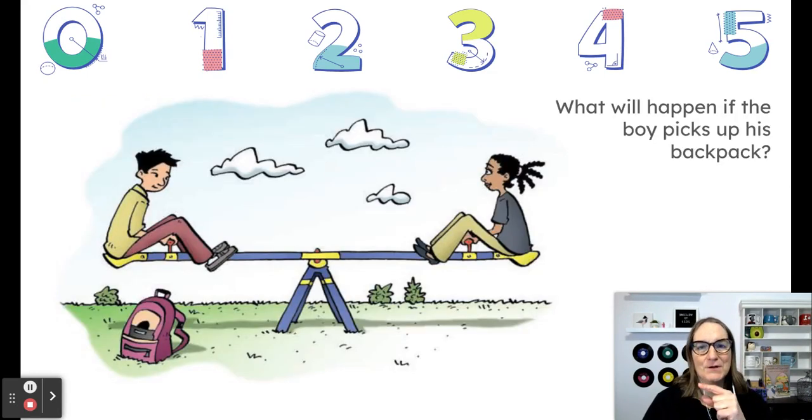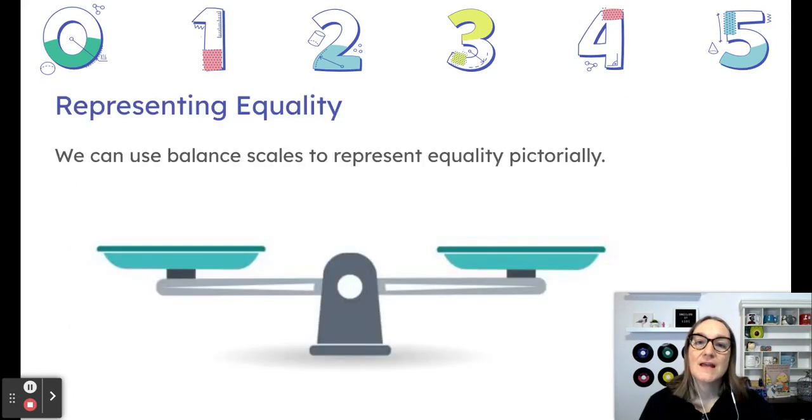Take a look at this photo. What would happen if the boy decided to pick up his backpack? When we talk about equality in math, we can use balance scales to represent equality pictorially. So when I say pictorially, I mean using pictures. We also call this kind of scale that you see on the screen here a pan balance. So we may call it balance scales or a pan balance.